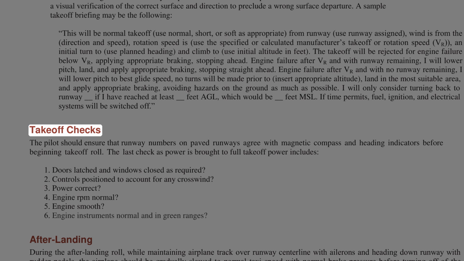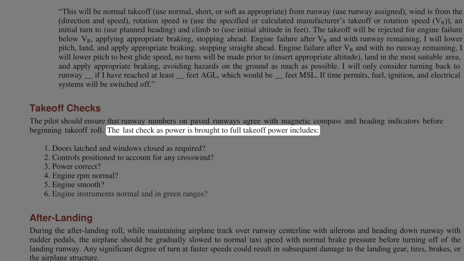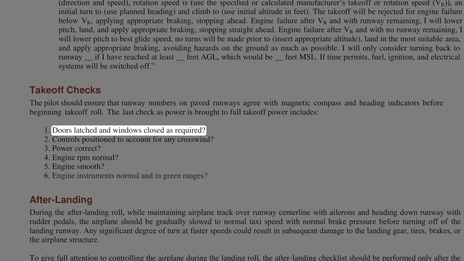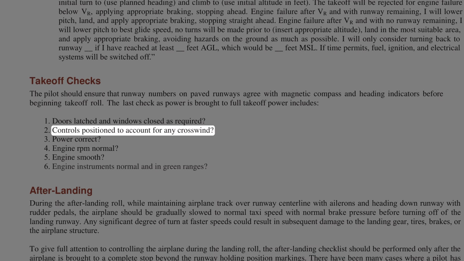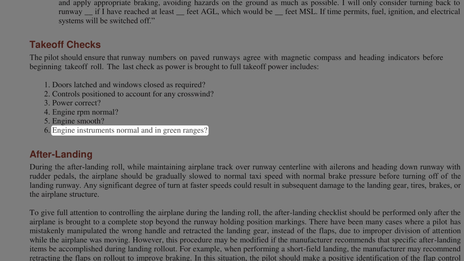Takeoff checks. The pilot should ensure that runway numbers on paved runways agree with magnetic compass and heading indicators before beginning takeoff roll. The last check as power is brought to full takeoff power includes doors latched and windows closed as required, controls positioned to account for any crosswind, power correct, engine RPM normal, engine smooth, engine instruments normal and in green ranges.